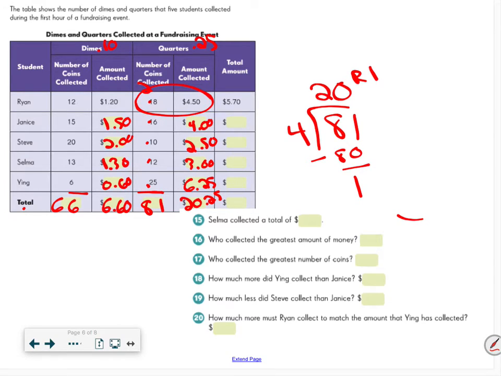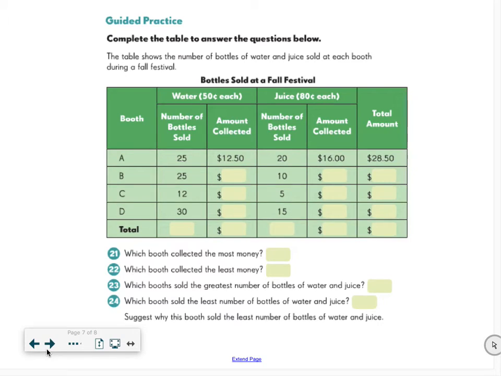But basically what you have to do is add up all of your totals. So then here, you're adding up these to get to this 570, this plus this to get you this, this plus this to get you this, and you kind of have to take your time, okay? Another example would be this one. It's bottles sold at a fall festival.